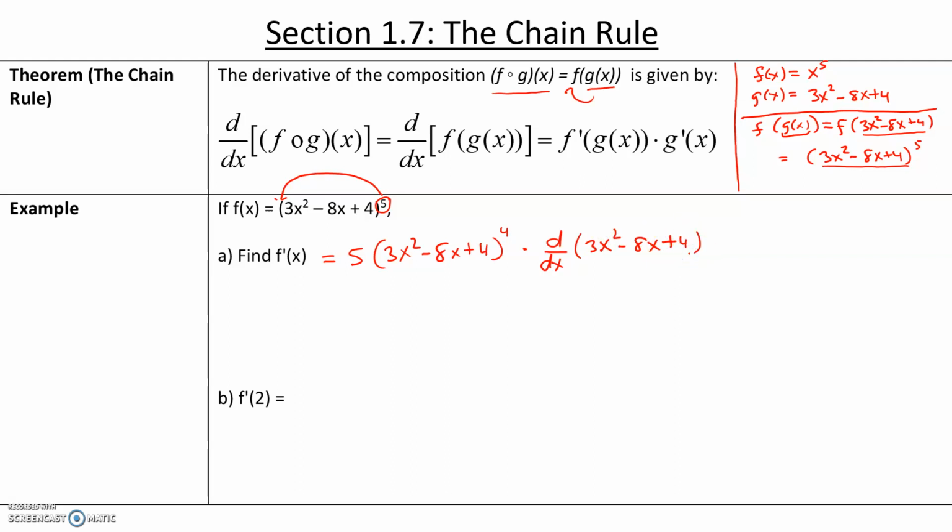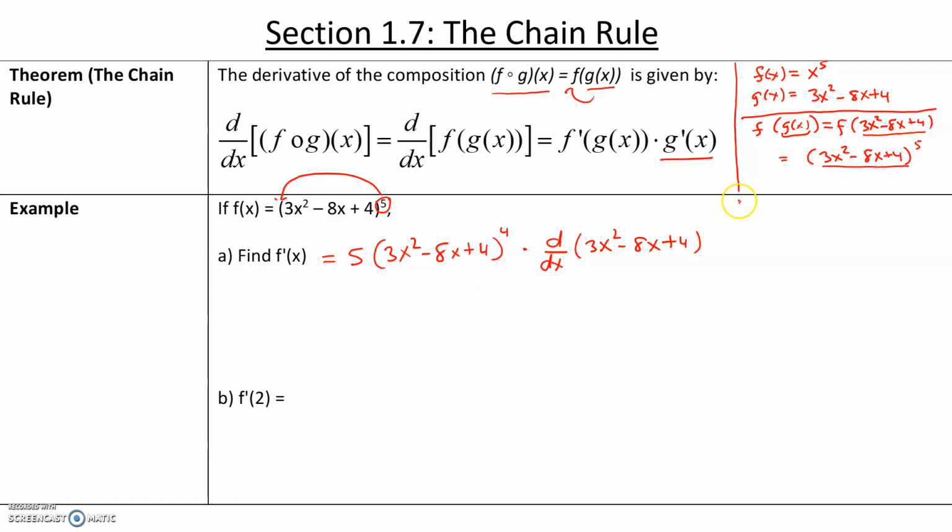Okay, let me repeat that. Because the parentheses has x's, when we bring the 5 down, this becomes 5 times 3x squared minus 8x plus 4 to the fourth power. We also have to take the derivative of the parentheses. This happens whenever there's a variable x inside the parentheses. Okay, that's what this says. But we have to multiply by g prime of x.